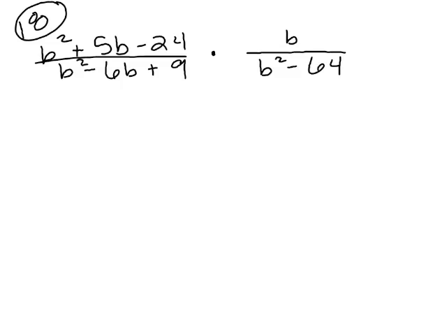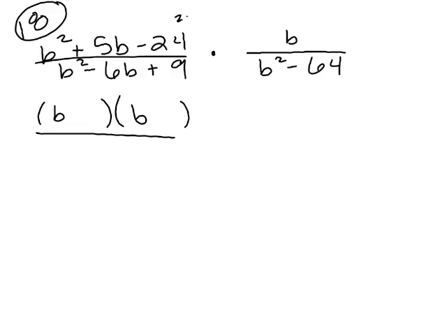Okay. So I need to simplify each line. Let's start over here on this top line. So factors of b² have to be b and b. And then factors of 24, I want to end up with a 5b.